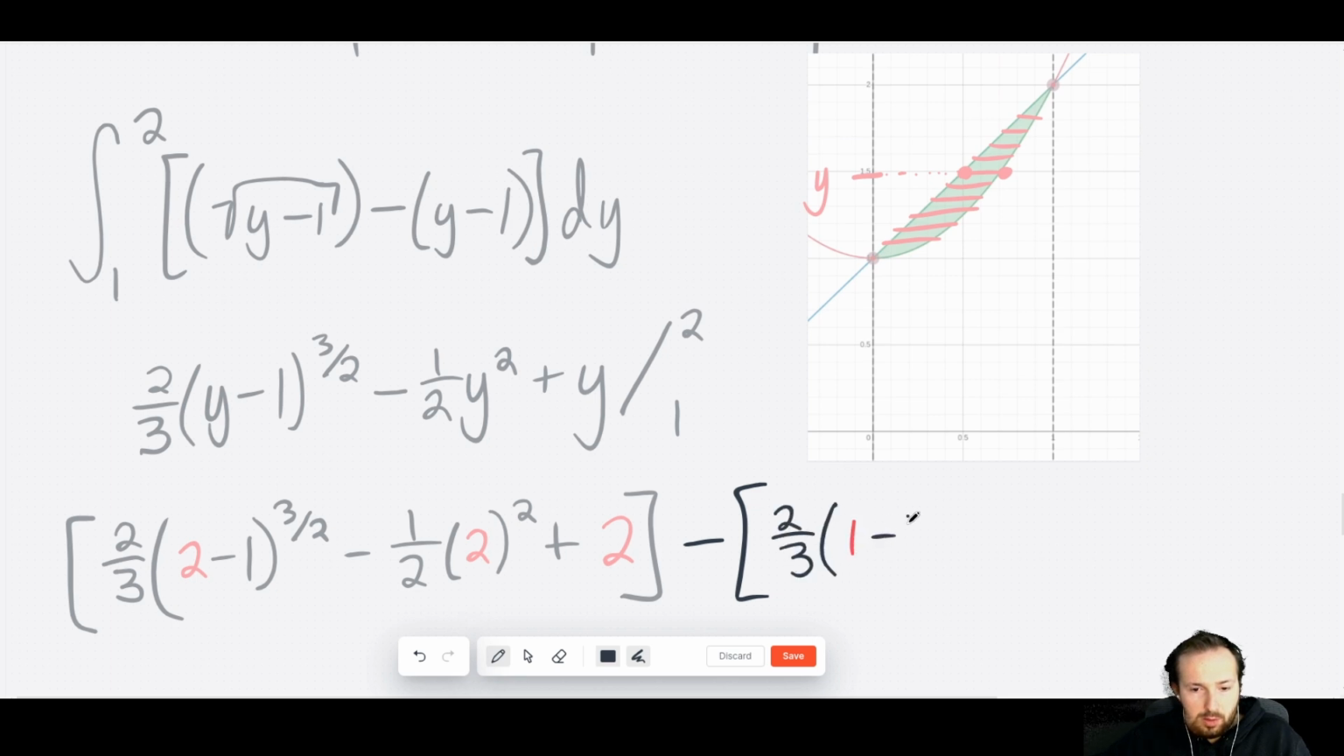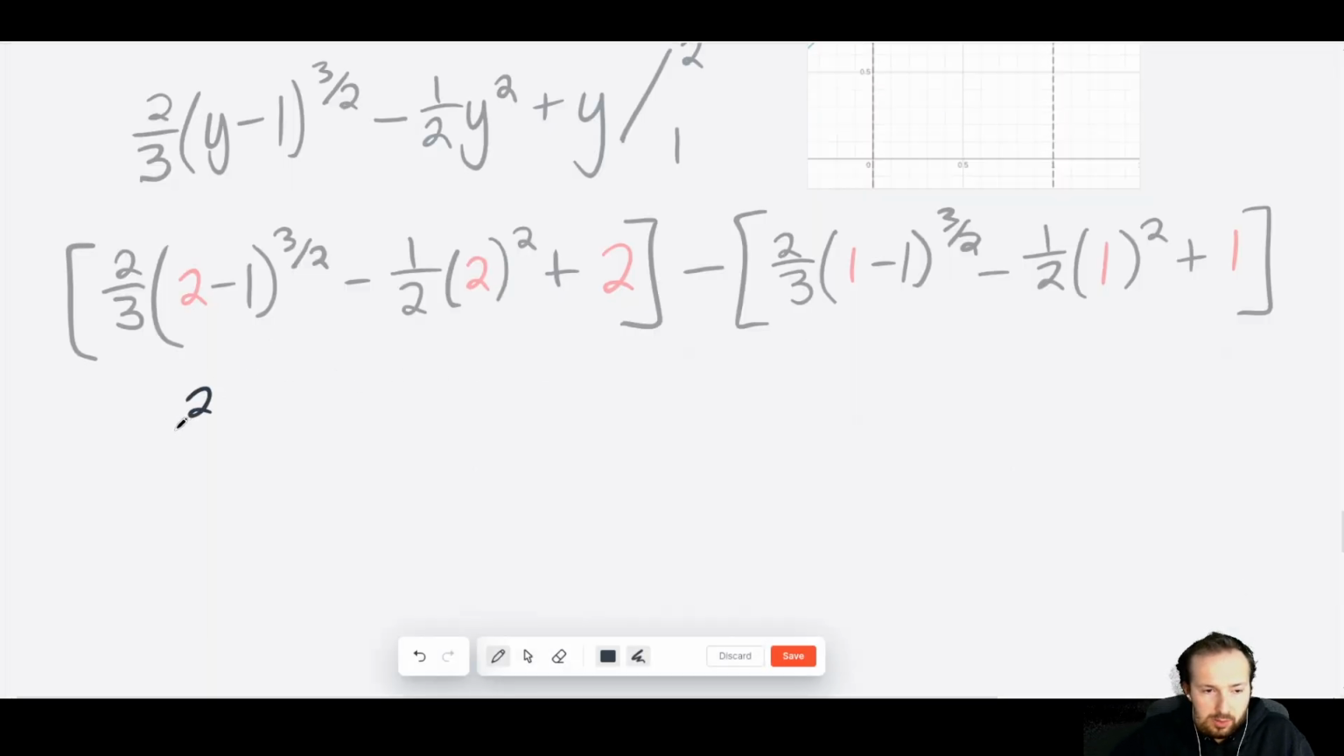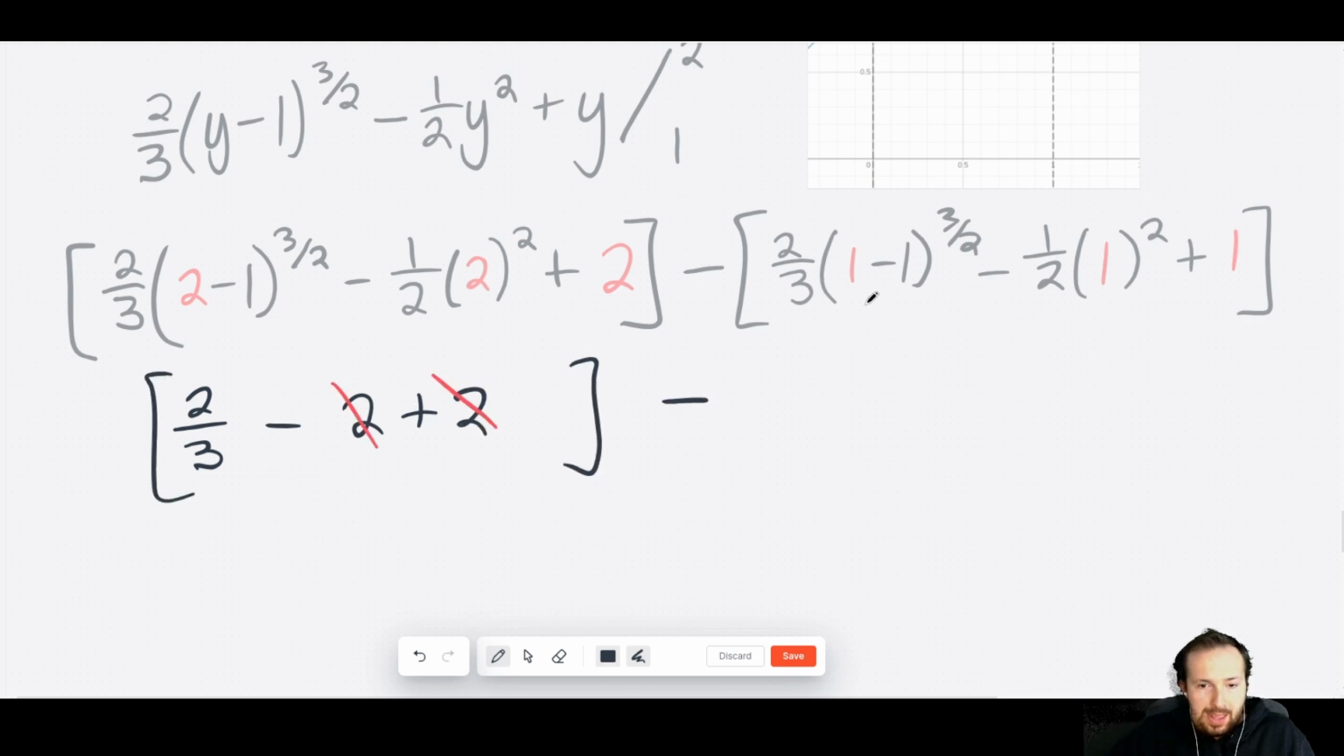And then if we evaluate everything at 1, let's see how that turns out. So 2/3, 1 minus 1, so that'll become 0. That doesn't matter. Minus 1/2, 1 squared, so we do keep that. And then plus 1. Again, this is definitely more annoying than the previous one, but let's see how this goes. So 2/3 minus 1/2 times 2 squared, so 1/2 times 4, that'll be minus 2 plus 2. So these cancel each other out, and we get 2/3. And then over here, that's a 0, and then this will be 1 minus 1/2, so this will be plus 1/2.